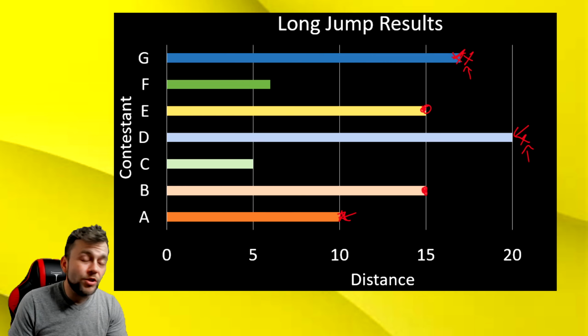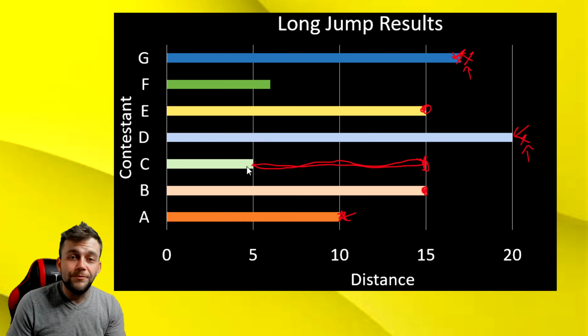Contestant C only jumped 5 feet. So if you tripled 5 feet, how far did you go? Well, you have now successfully long jumped all the way out to 15 feet. So you are now tied with contestant E and contestant B.